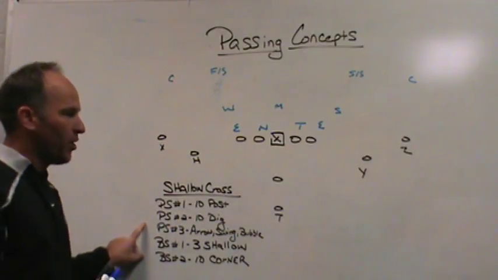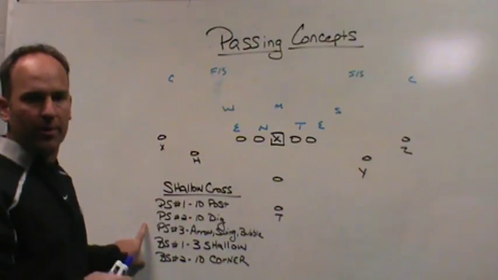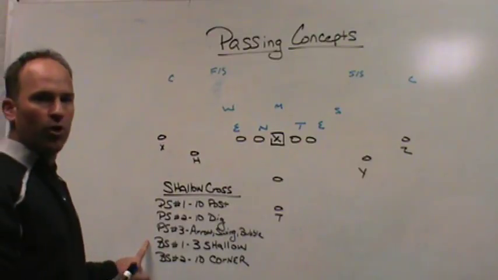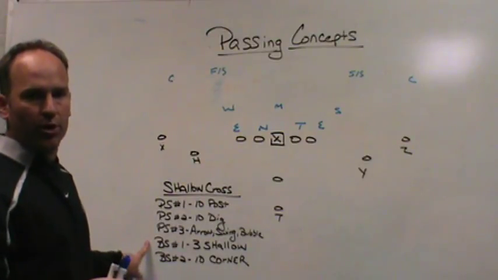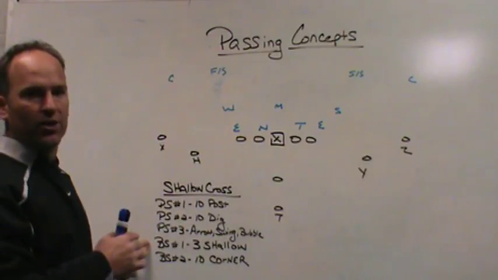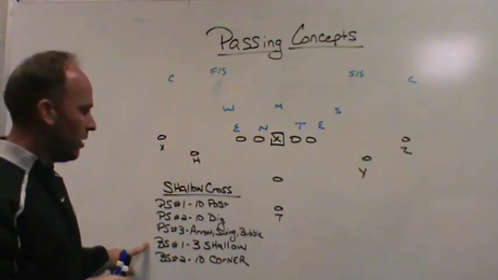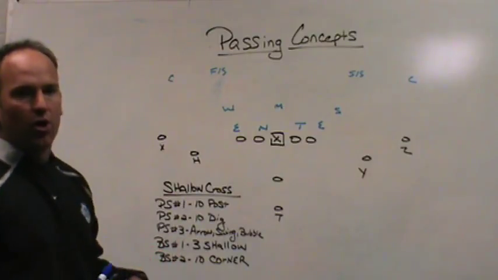Our play side number 3 will always be flat control. So it's either going to be arrow, swing, bubble. Our backside number 1 is going to be the shallow cross receiver. He's always going to run the 3-yard shallow. So this way, if we're on the backside of a 2-receiver set or a single receiver set, we always have somebody that can run the shallow. Our backside number 2 is going to be a 10-yard corner guy.